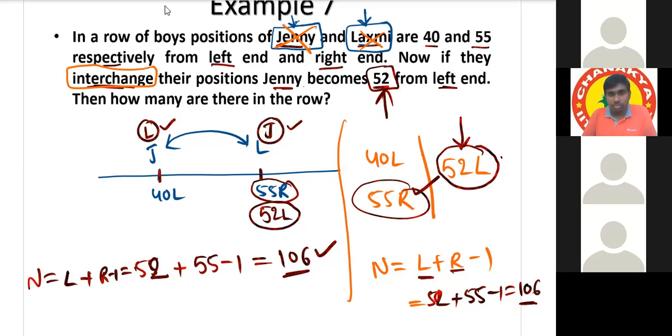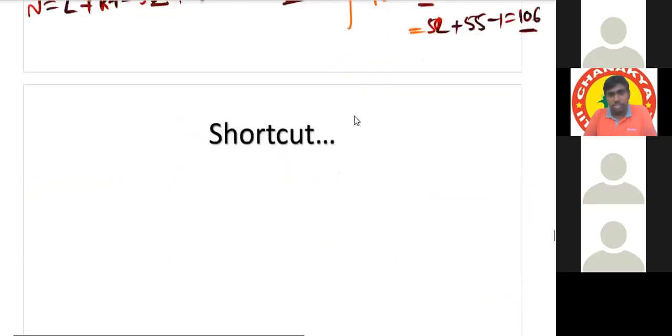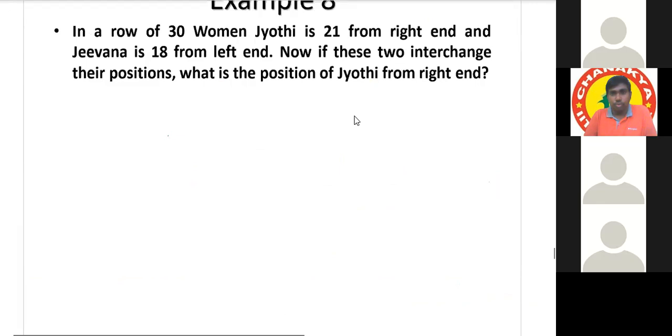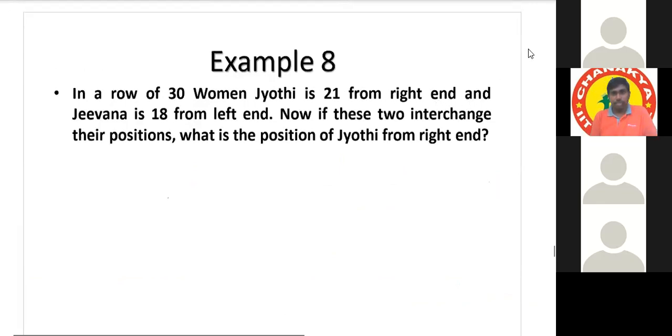Let us do one more question, based on interchange positions only. And now you need to do it using the shortcut method. Okay, sir. Tell the numbers only.